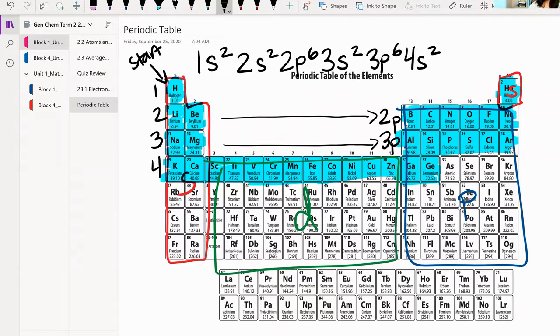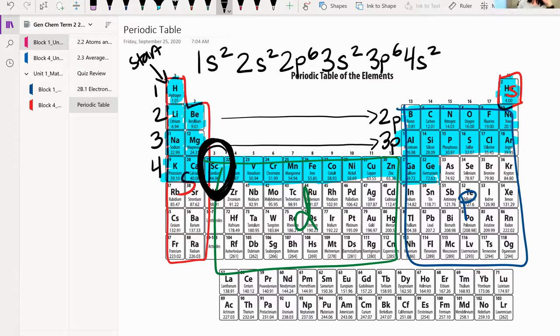Now where do I go? After 4s, I've got to keep on reading my periodic table on the same row. Now we enter the D block right here. I'm circling the D block, starting with number 21, scandium. So the letter is going to be D.